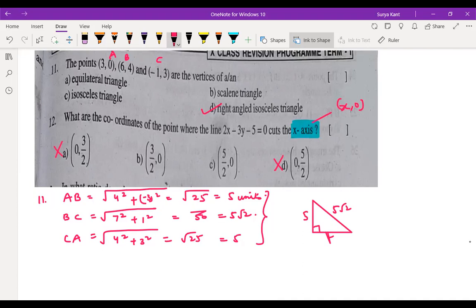Okay. Next, how did you tell that C is the correct option and this is not? Sir, I just put in the options. If you put in the option, what do you get? If you put here 3 by 2, then 2 into 3 by 2 minus 3 into 0, sorry, 2 into 3 by 2 minus 0 is equal to 5. So 3 is equal to 5 is coming here. Yeah, we have done B, right? Here this will come 5 comma 2. Yes, this is the correct option. The option C is correct.